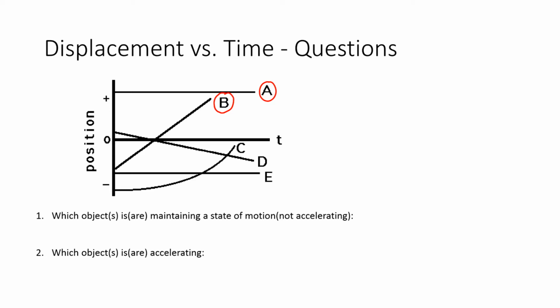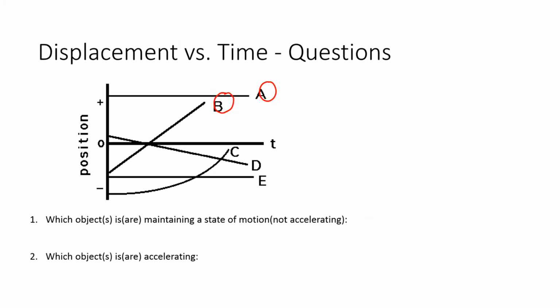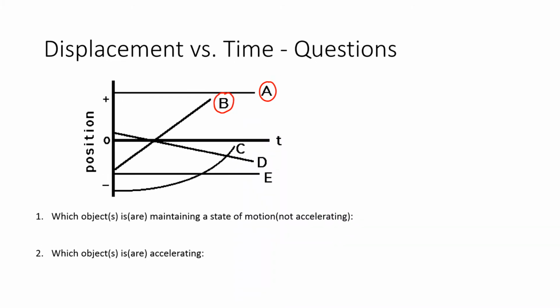C, again, is going to be accelerating because the slope is constantly changing and it's going faster and faster because the slope is increasing over time. So that one is not maintaining a constant state of motion, so it is accelerating.